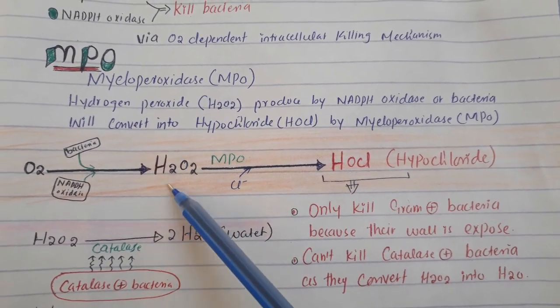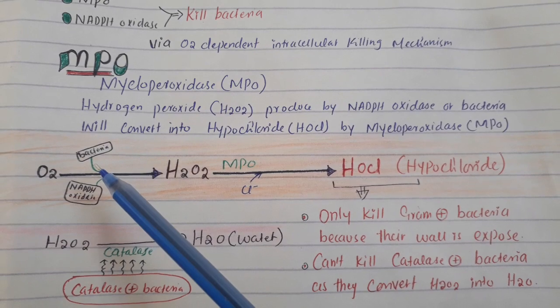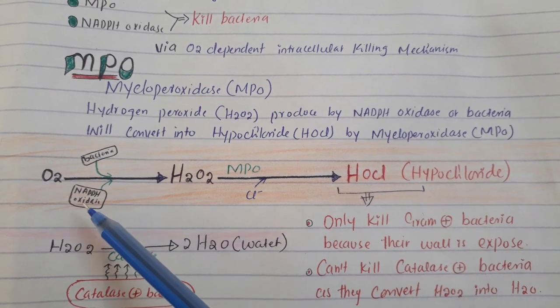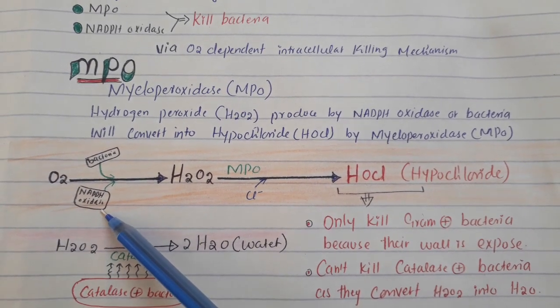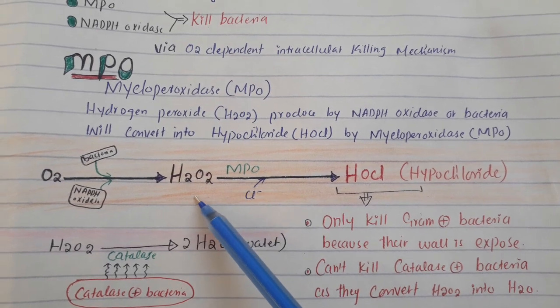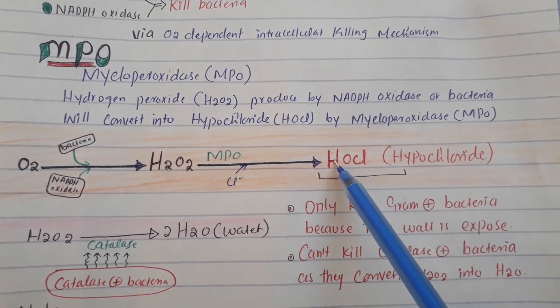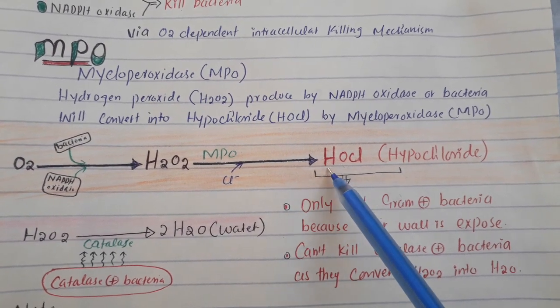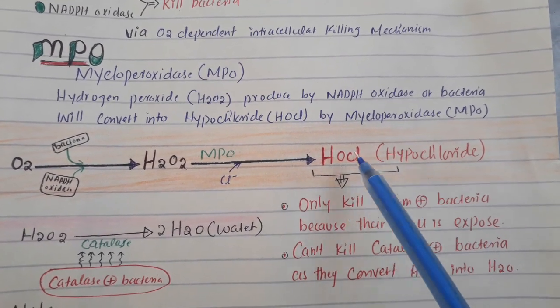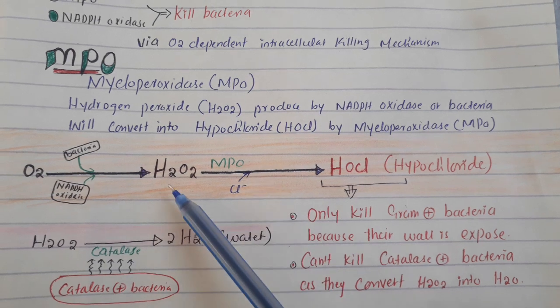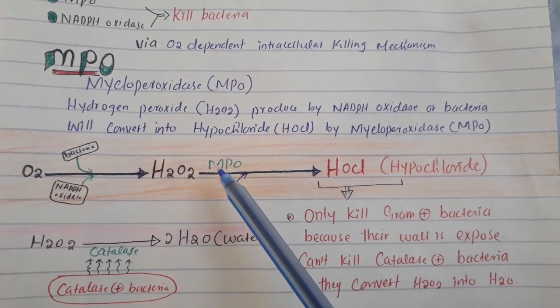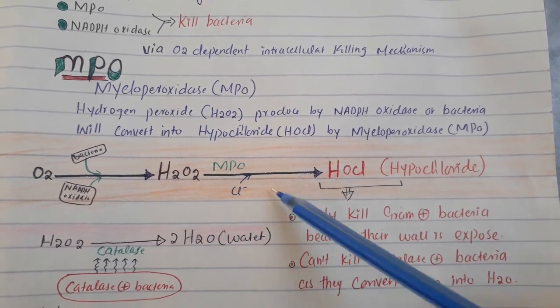Myeloperoxidase. This is hydrogen peroxide. The hydrogen peroxide can be produced by bacteria, and it can also be produced by NADPH oxidase. Now this hydrogen peroxide, with the help of myeloperoxidase, will form hypochlorite, also called bleach, or HOCl, and chloride will attach to this. So this reaction happens because of the enzyme myeloperoxidase.